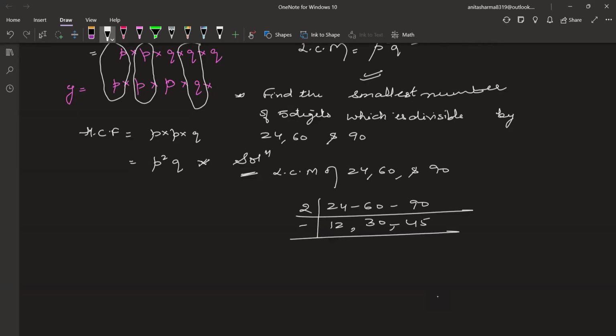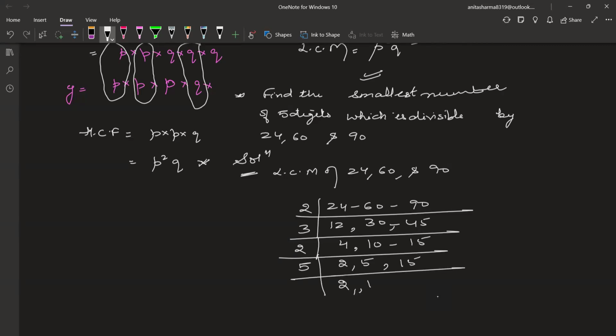Okay, so 45, then by table of 3. 3 fours are 12, then 30, and then 15. Then again by table of 2. 2 twos are 4, 2 fives are 10, 15. Then by table of 5. 2, 1, 3. So LCM will be 2 into 3 into 2 into 5 into 2 into 3. So 2 3s are 6, 6 2s are 12, 12 5s are 60, 6 6s are 360.